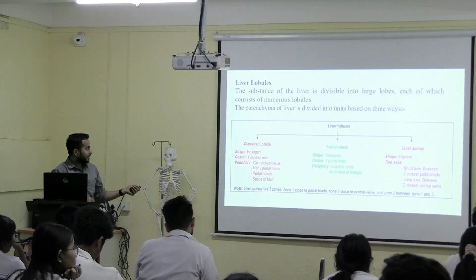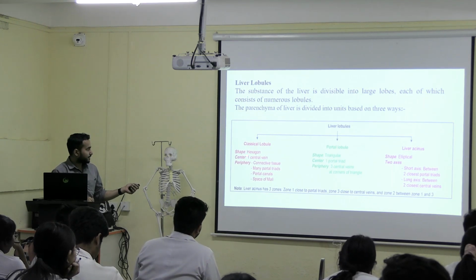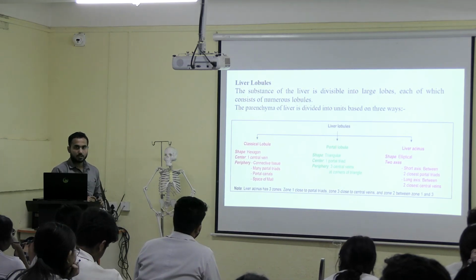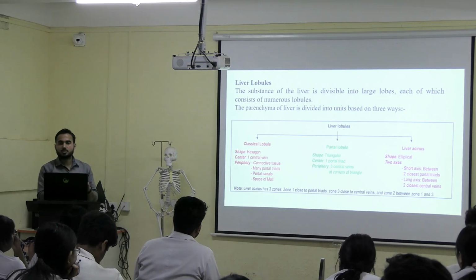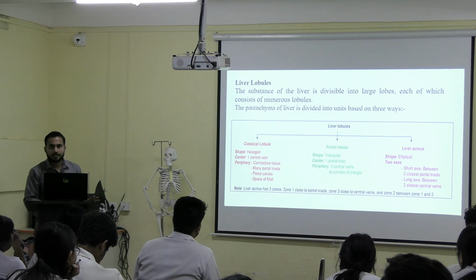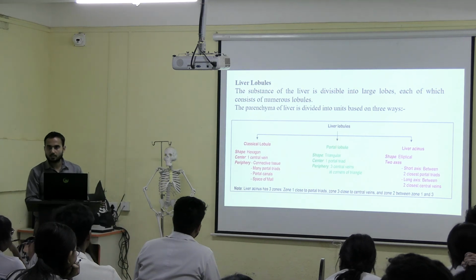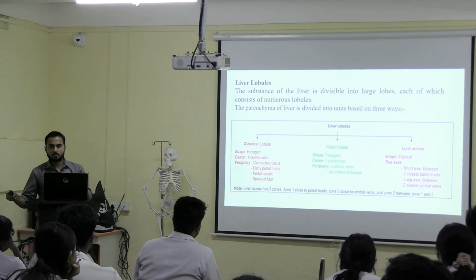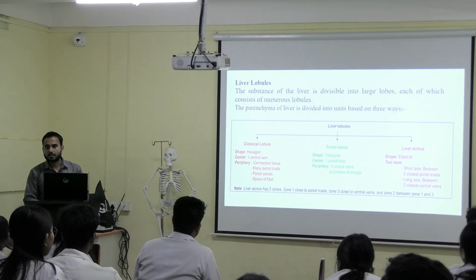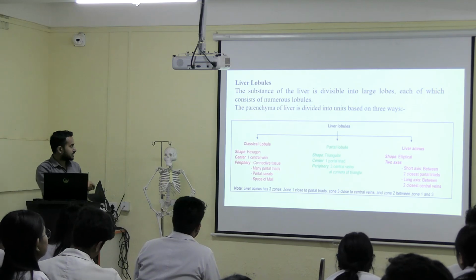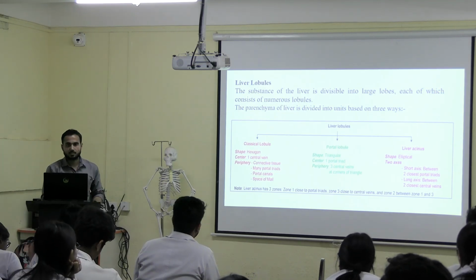So we'll see the classical liver lobule: what is present at the center, and what is present at the periphery. Please keep that in mind. In the classical liver lobule, first concentrate on the hexagonal shape, next on the center, and then on the periphery. So what will be at the center? The central vein will be there. One central vein is present at the center.